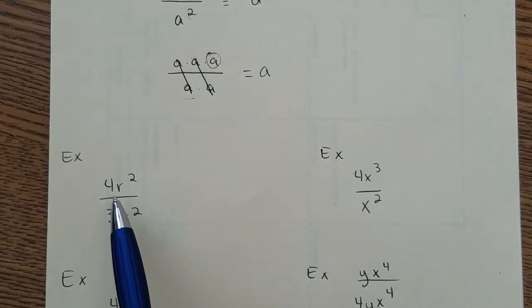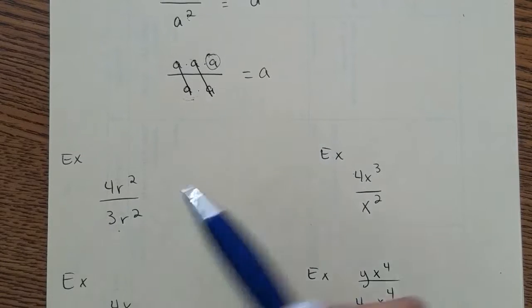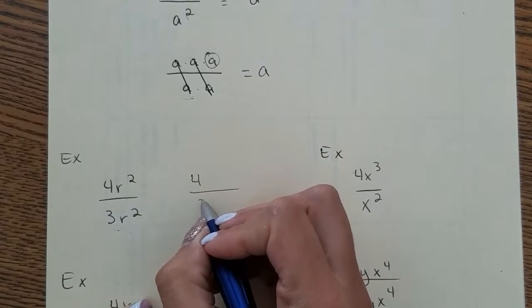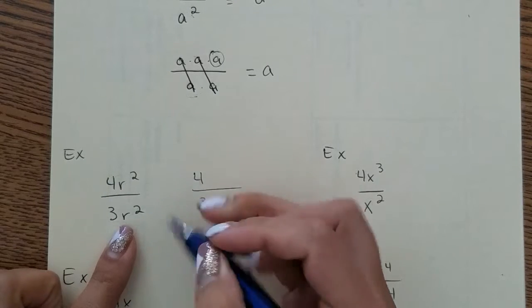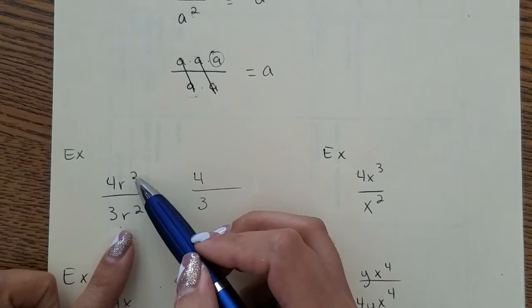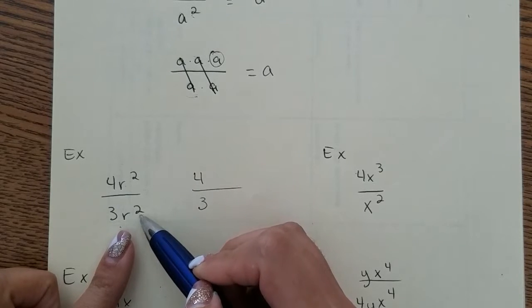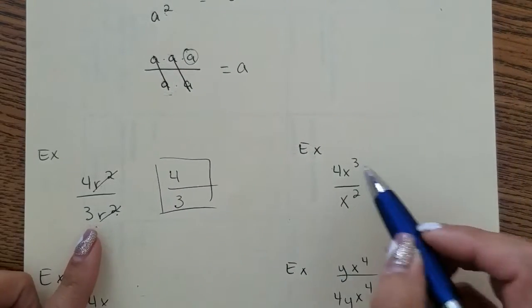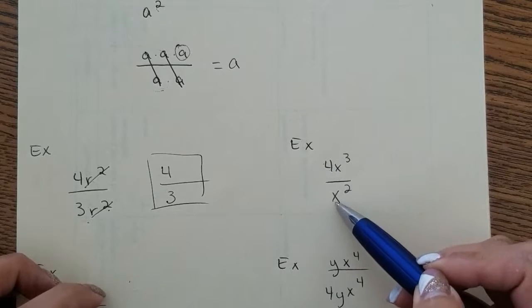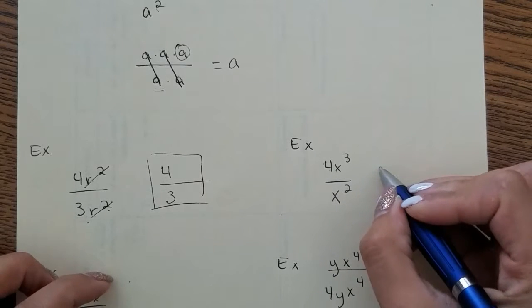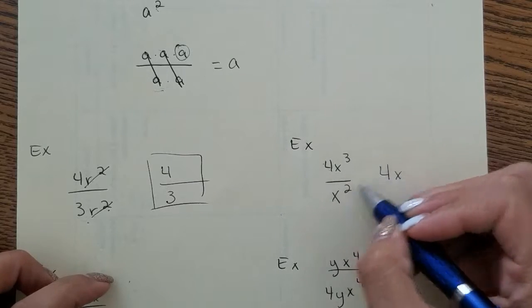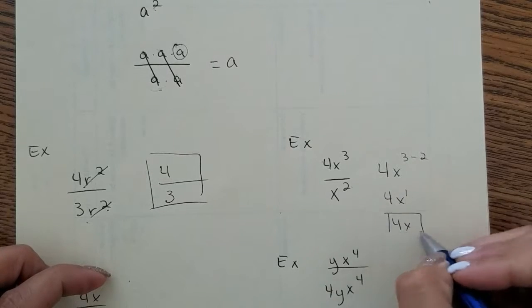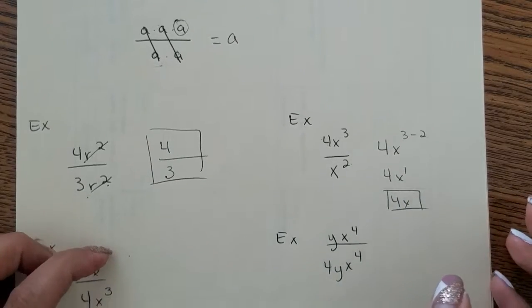You're going to have coefficients, okay, so simplify your coefficients whenever you can. If you can't, they just stay the way they are. 4 divided by 3 does not simplify, okay, and then you have r squared divided by r squared. That's the same thing, or you would do 2 minus 2 is r to the 0. It's up to you, but you know that this is going to go to 1, so you're just left with 4 over 3. Here I have 4x cubed over 1x squared. So we're left with 4x, and then this would be 3 minus 2, which is just 4x to the 1, which is just 4x. Okay, either of these are correct answers, however you want to write it.